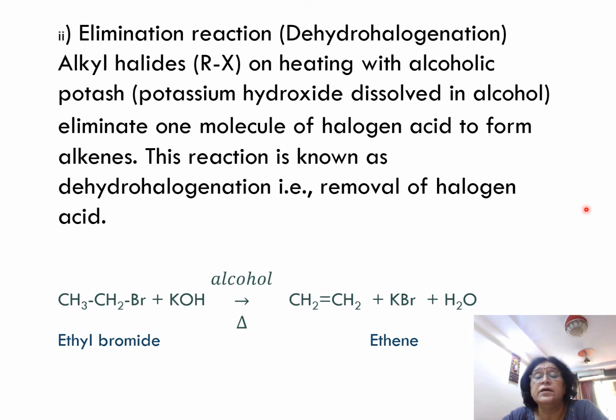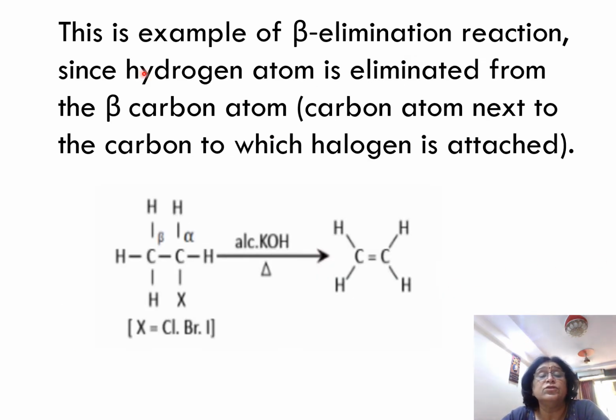Clear? So what is the meaning of dehydrohalogenation? Removal of one hydrogen and one halogen from the adjacent carbon atoms to form alkene. And this takes place in the presence of alcoholic KOH and heat. So this is the example of a beta elimination reaction.